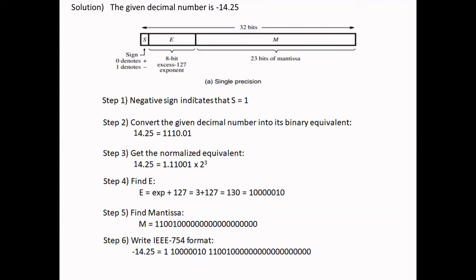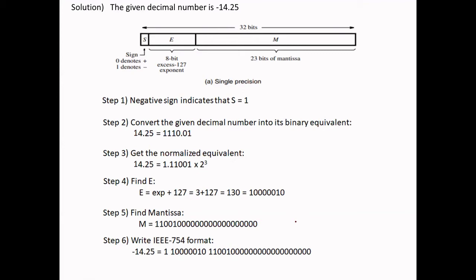As a conclusion, when a decimal number is given, the procedure is to first find the sign bit, then convert it to binary and normalize it, then find the capital E biased exponent by adding 127, and find the mantissa, inserting zeros to complete the 23 bits, and finally write the IEEE 754 format according to single precision. So this is how we can convert a decimal number into IEEE 32-bit format.